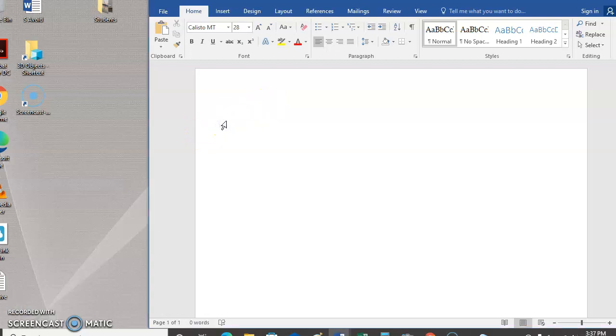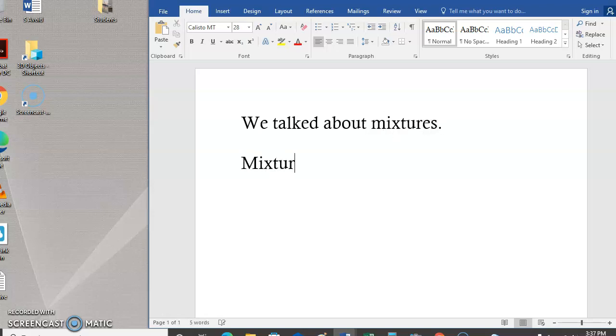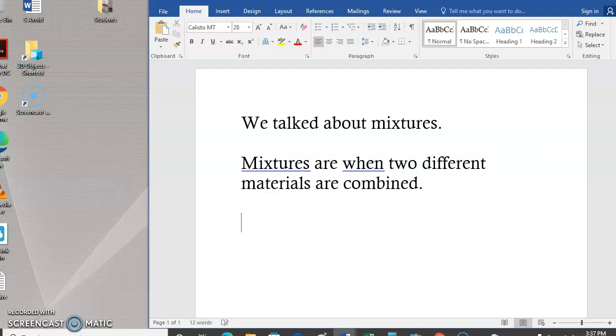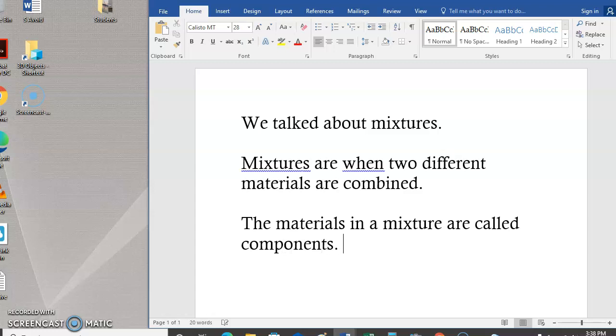Hello, students. Last time we were in class, we talked about mixtures. Mixtures are when two different materials are combined. The materials in a mixture are called components.